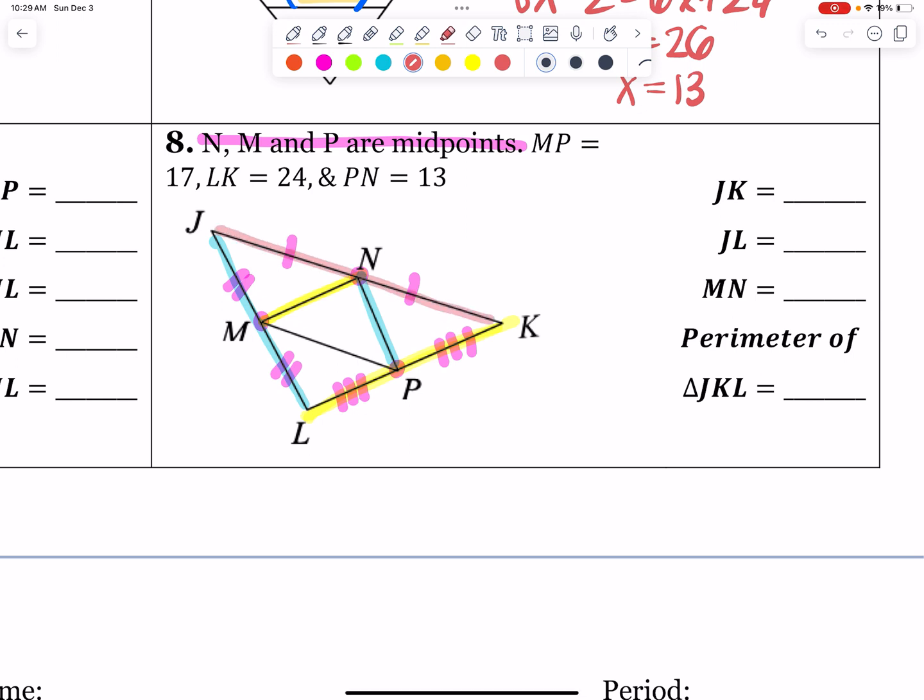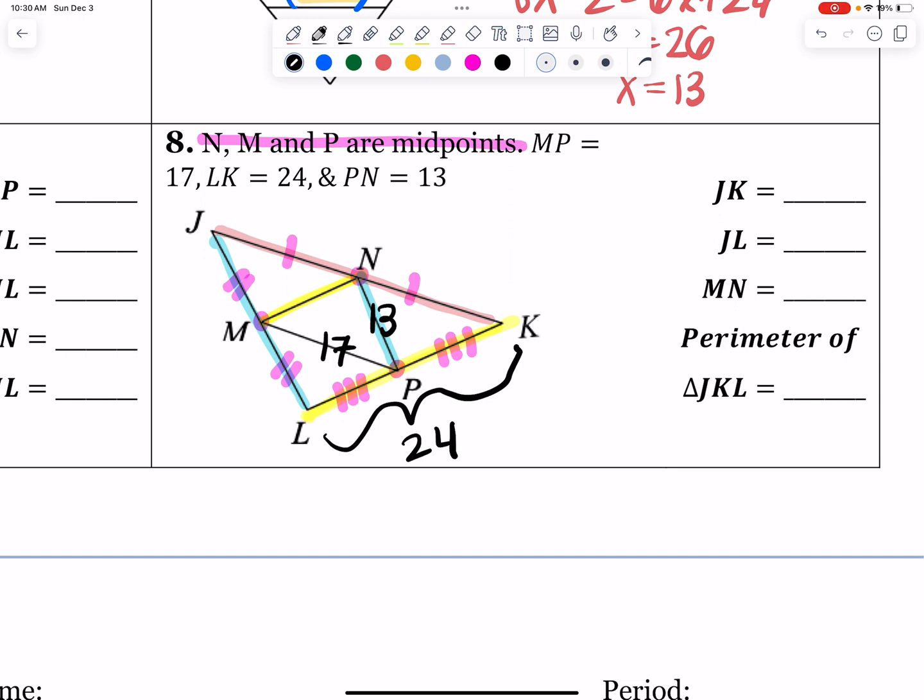So let's fill in the missing pieces that they give us. They tell us that M to P is 17, so I'm just going to write that directly on the segment. It tells me that L to K, this big piece, is 24. And then it tells me that P to N is 13, so I'm just going to write that directly on the segment. So I'm going to actually go ahead and fill in all of the missing pieces on this problem.